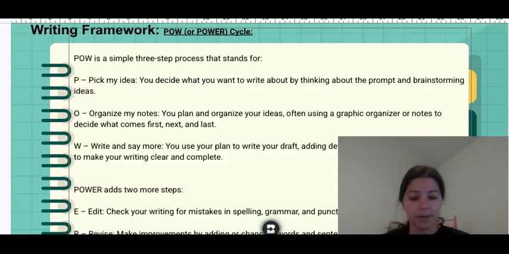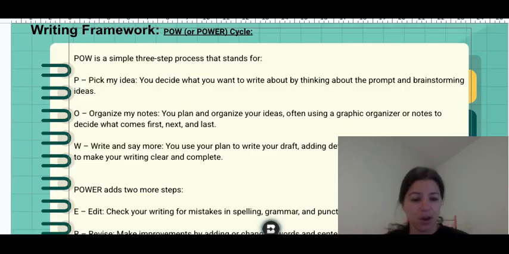You're organizing, right? You're planning, you're organizing your notes, you're planning your ideas. We often use a graphic organizer to help us organize these ideas. And I'll talk about some of those organizers in a few minutes. And then we write and we say more, right? That's our drafting. We use our plan to write our draft. We make sure that our writing is clear, make sure it's complete. And so you can use that for your younger elementary grades.